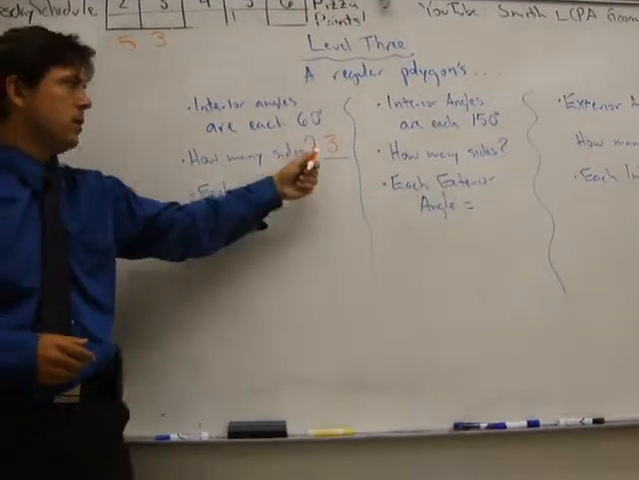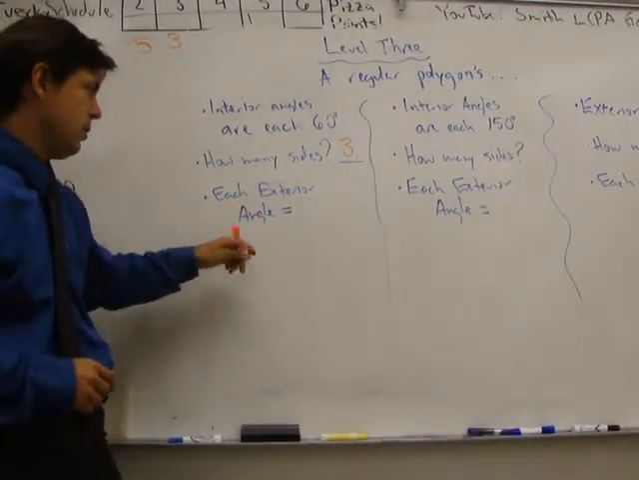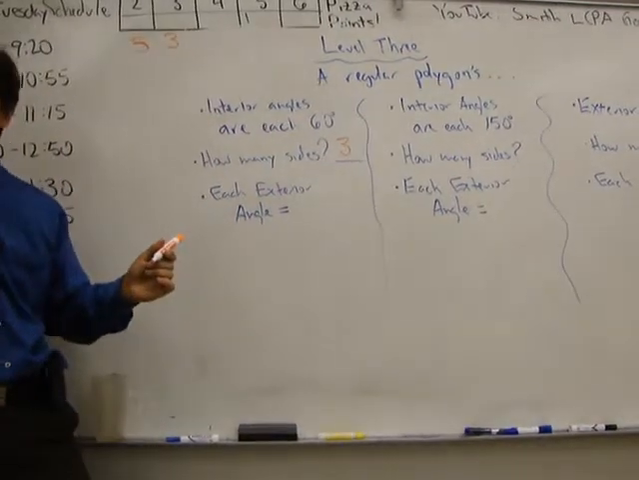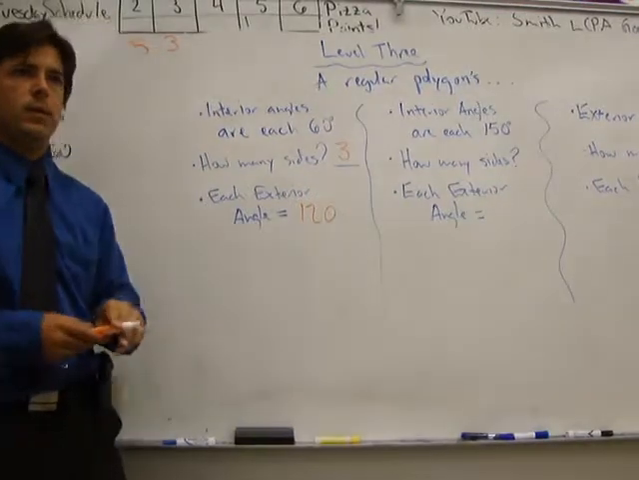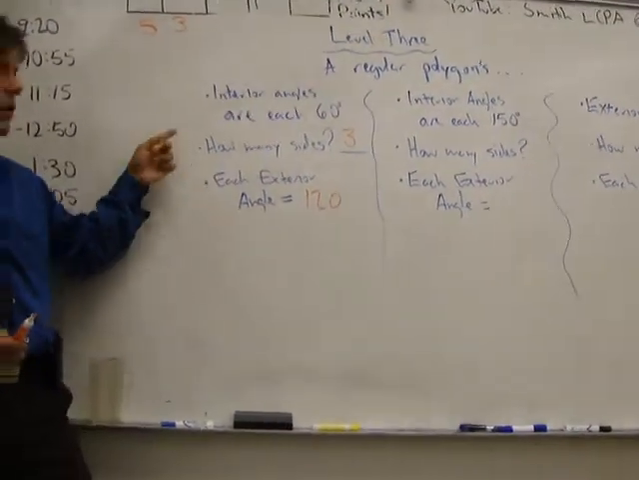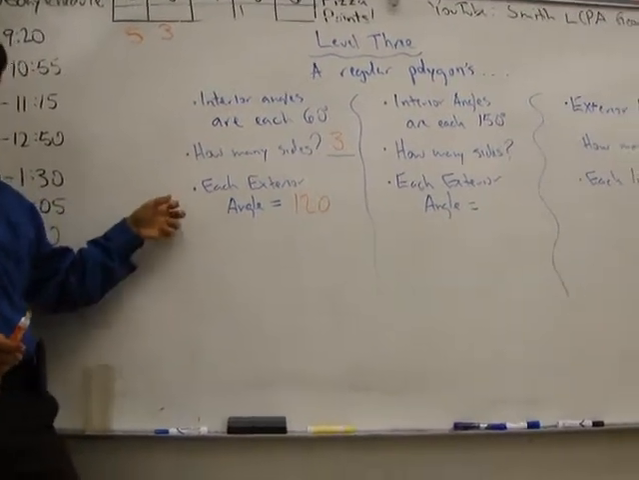Okay, that's good. So if the interior angles are each 60, what would each exterior angle be? 120. And how do you figure that out? Because they have to equal 180. Okay. So with an easy problem, with an easy number that we're familiar with, this will totally work.